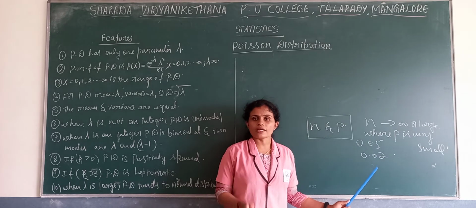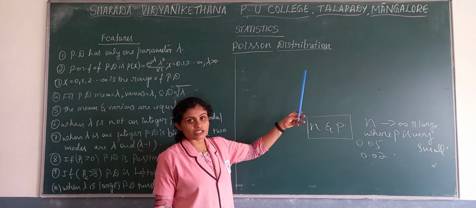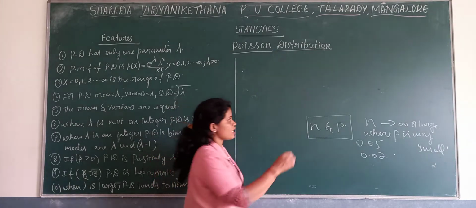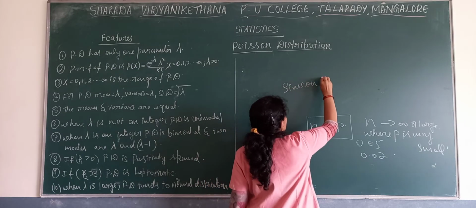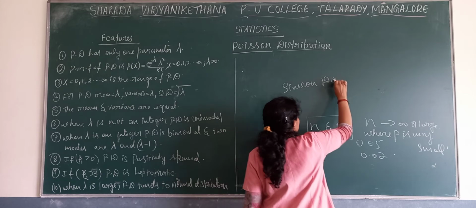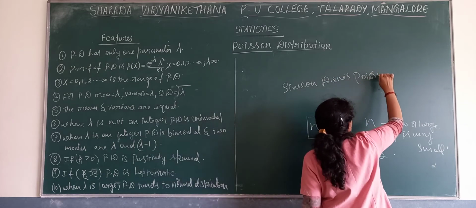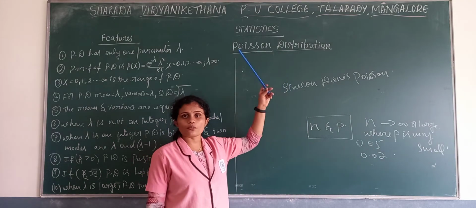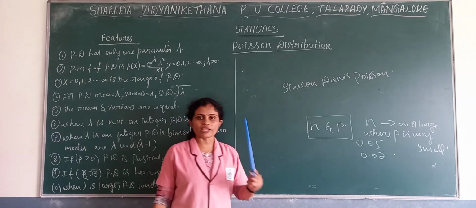Over the limitations of binomial distribution, a French mathematician, Simon Denis Poisson, framed a distribution called Poisson distribution.